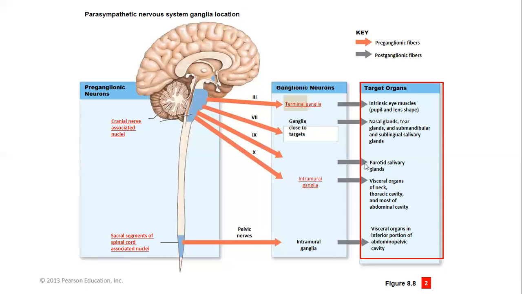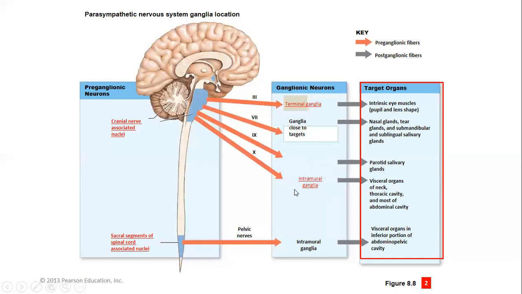So take a look here. There's the cranial nerves. There's the location of the cranial nerves. So this is the location of cell bodies of preganglionic neurons. Their axons head to either terminal ganglia, which are ganglia located near the target tissue that maybe control pupil dilation and the shape of the lens. Again, ganglia that are close to nasal glands, tear glands, so those are the lacrimal glands, any of the salivary glands in around the mouth.